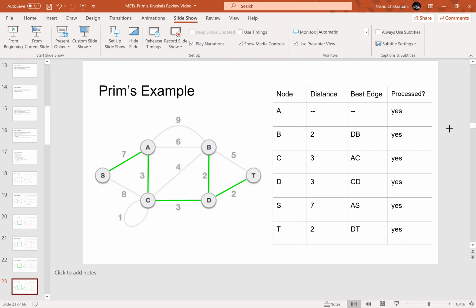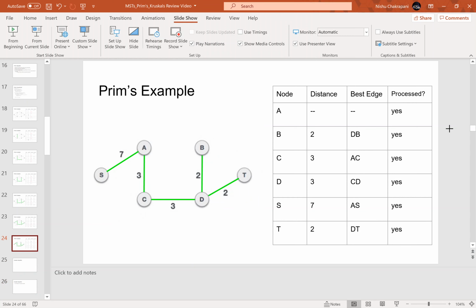As you'll notice, it's kind of similar to Dijkstra's in some way. You will need a priority queue to keep track of what's your best option at each point, but it's a little bit different.